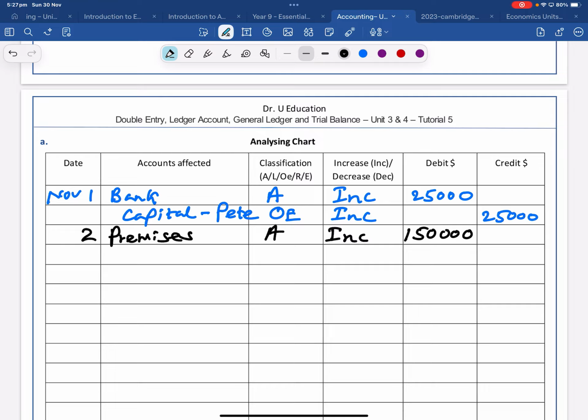Okay. Premises. Then where do we credit, guys? Mortgage and bank. Mortgage, what is it? Liability, increase. How much is credited? Mortgage 140,000. Then 10,000 bank, asset, decrease.